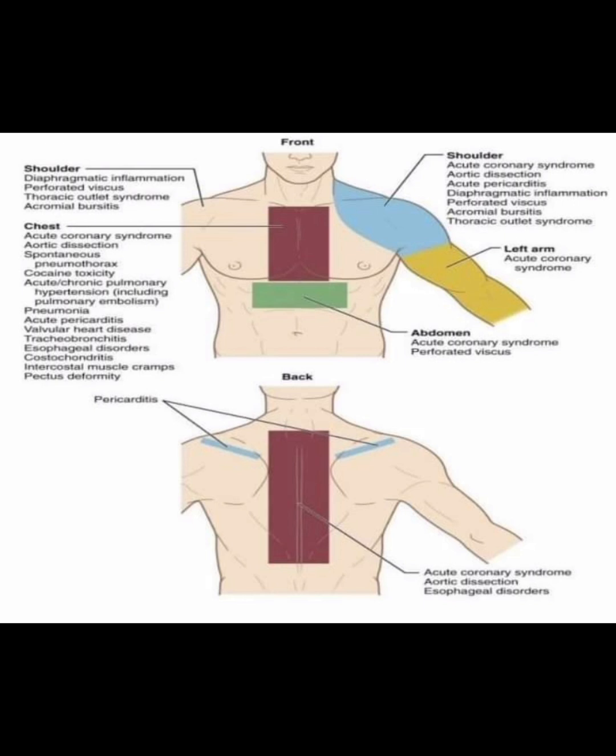If chest pain is on the abdomen, then acute coronary syndrome and perforated viscus. Now back of the chest pain. When the chest pain radiates to the back, if we see it in both shoulders, that is pericarditis, and if it goes on the back, that is acute coronary syndrome, aortic dissection and esophageal disorder.